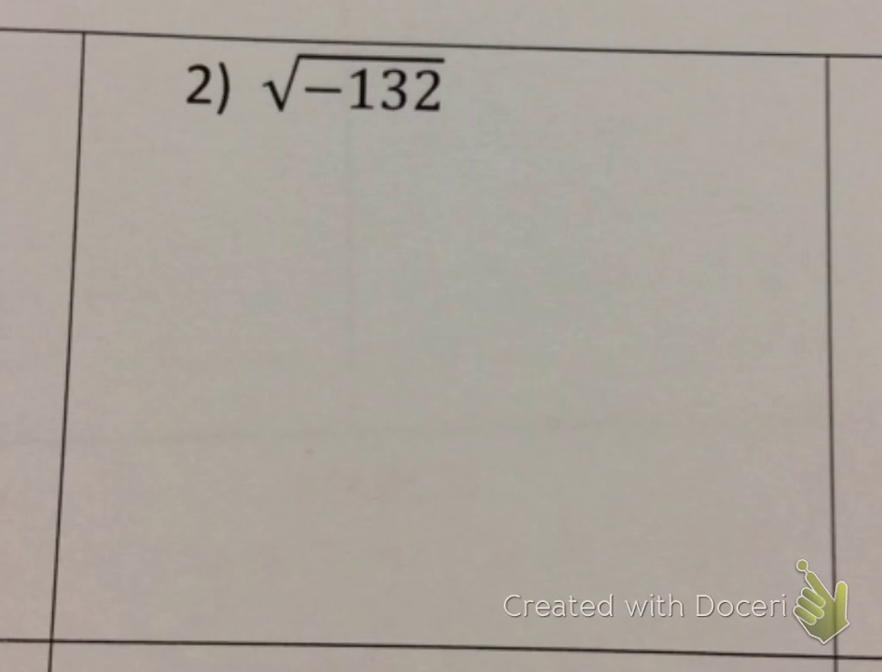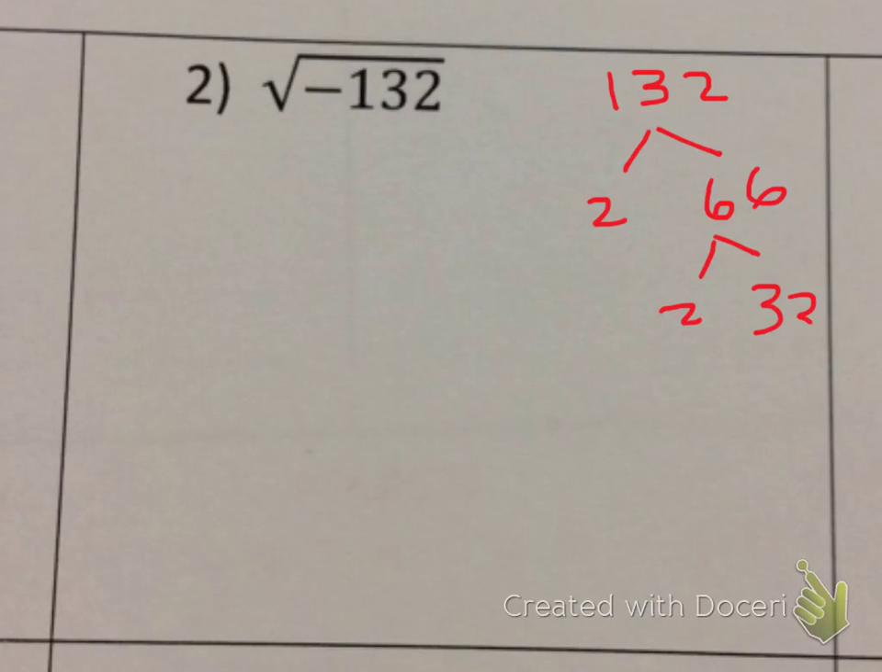On this next problem, again, same thing. We're going to just let our calculator do the square root for us. Or you could do it by hand. You could come over and do 132 is 2 times 66, which is 2 times 33. So you have a set of 2's that can come out, and 33 is going to stay in.